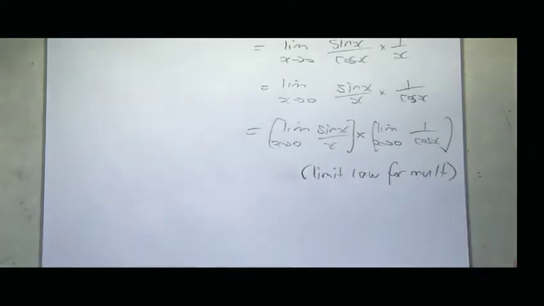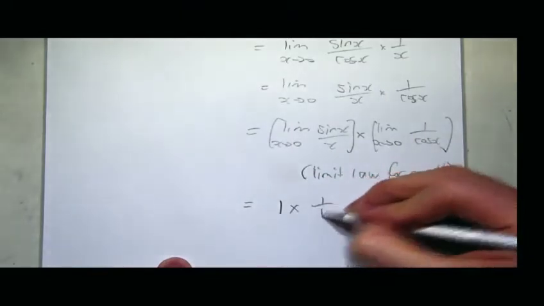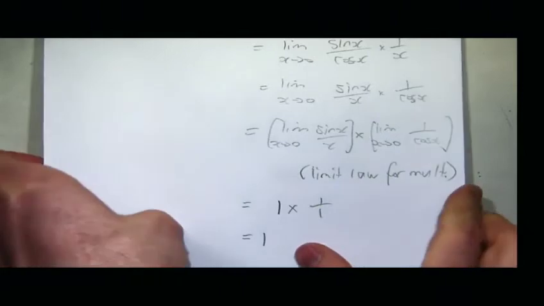You probably don't have to give a reason why you're allowed to do that, but that's the limit law for multiplication. And this limit is 1, and this limit is 1 over 1, so the answer is 1. So that's your classic trick number 2 for when there's 0 over 0. And the final trick is L'Hopital's rule.